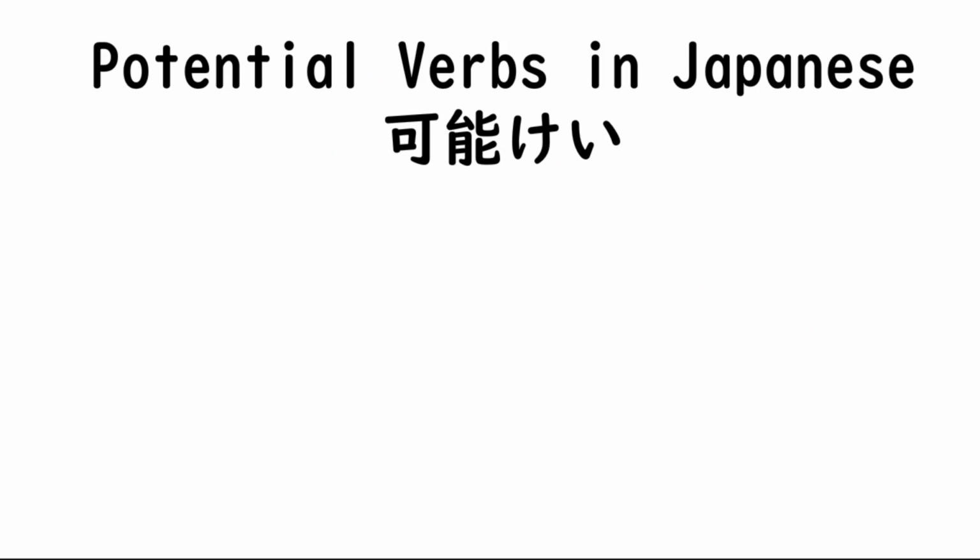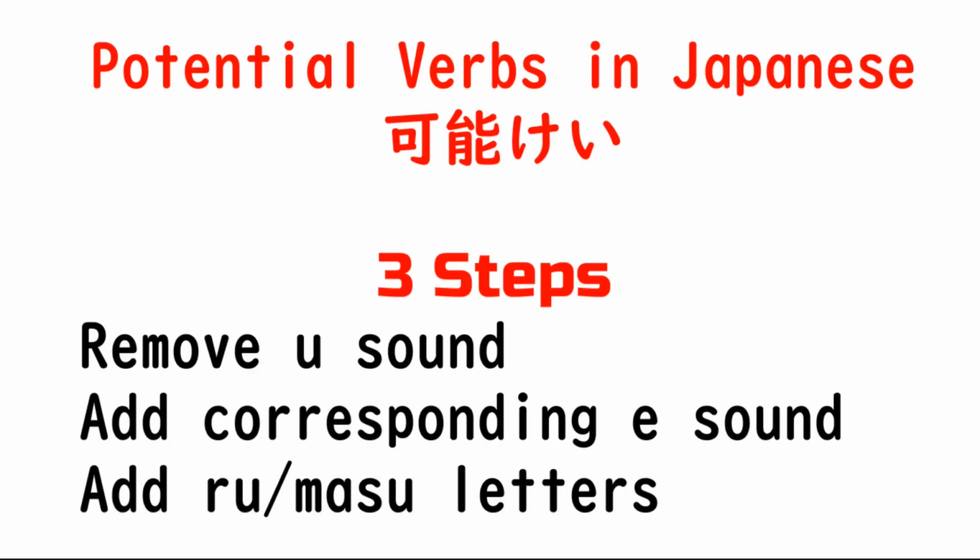Today, we learned how to form and use potential verbs in Japanese for Group 1 verbs. Remember the 3 steps. Remove the U, change it to the corresponding A sound, and add ru.